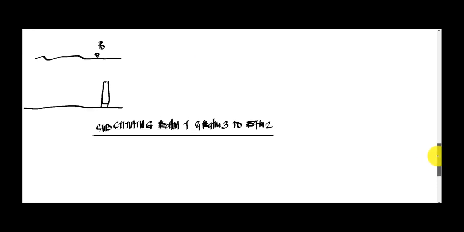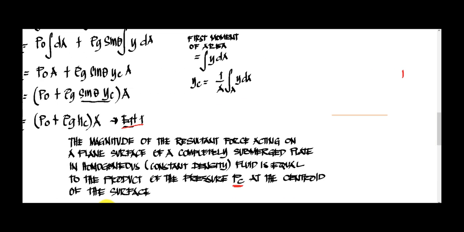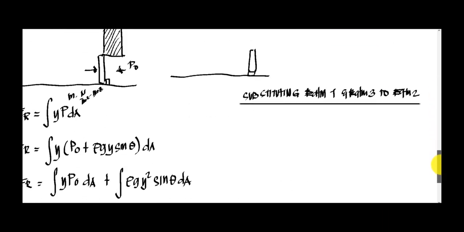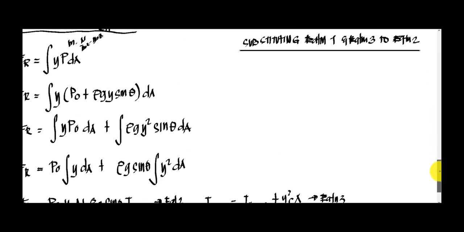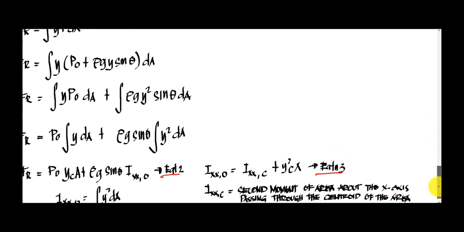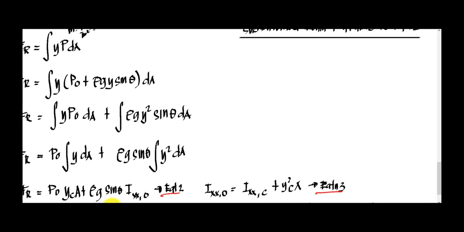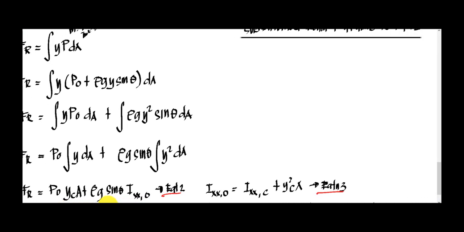Substituting the equation 1. So we have here the equation 1, 2, and equation 3, this one, to the equation 2, this one. So substituting that so that we can get the value of your yp.